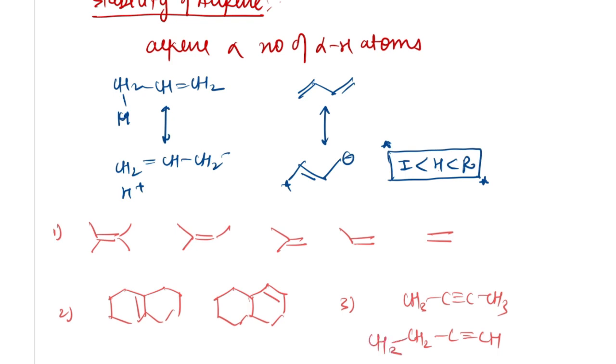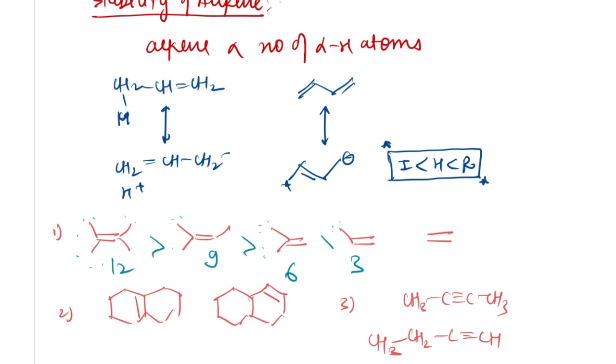Now there are right now two questions, and in next page I'll put more questions. But right now just try to answer. So let's talk about here. We have 12 alpha H, 9 alpha H, 6 alpha H, 3 alpha H. So this is the order of stability.